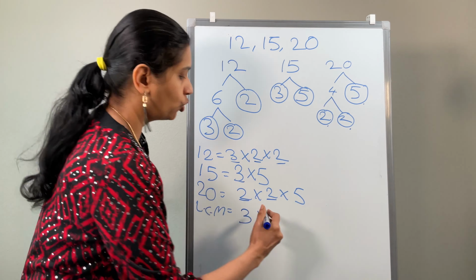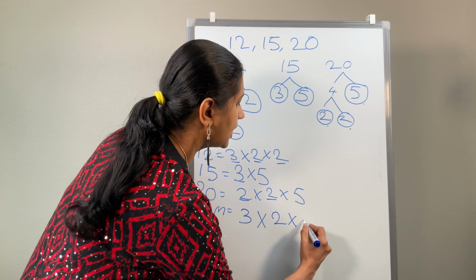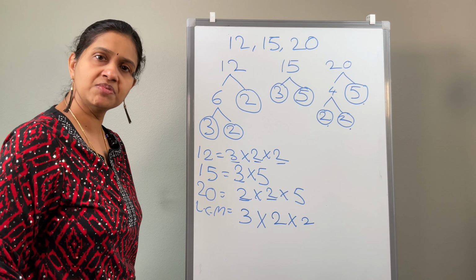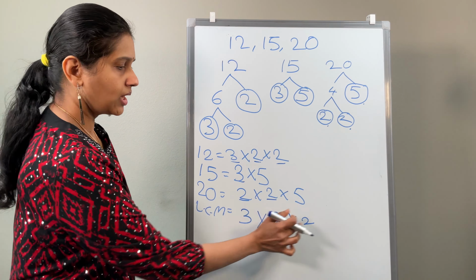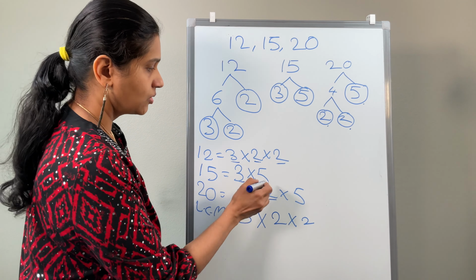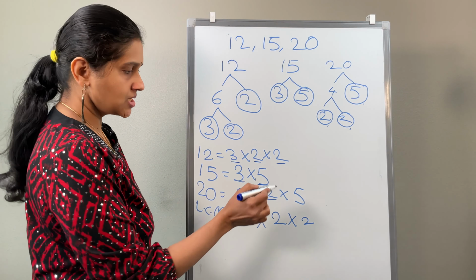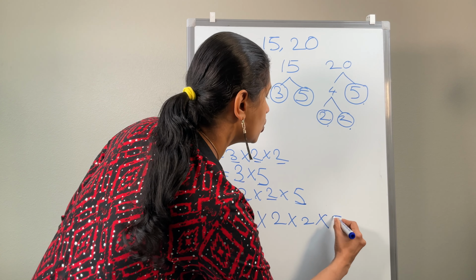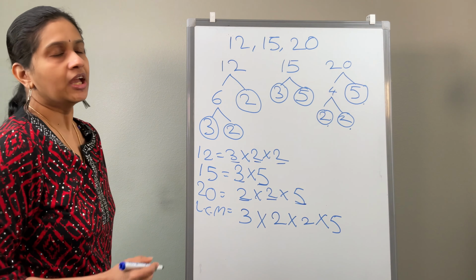So what will you do? You write it 2 times 2 because it is repeating 2 times. That is the maximum number of times it repeats in a number. So I am just putting that. Next, number 5. It is available only once in both the numbers. So times 5.